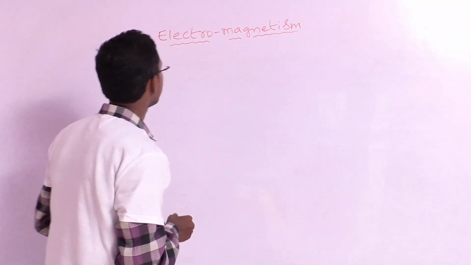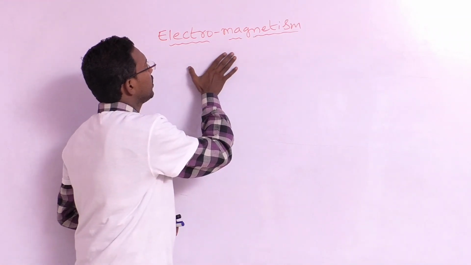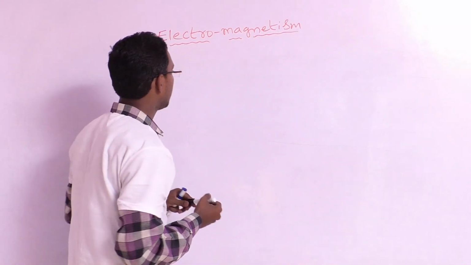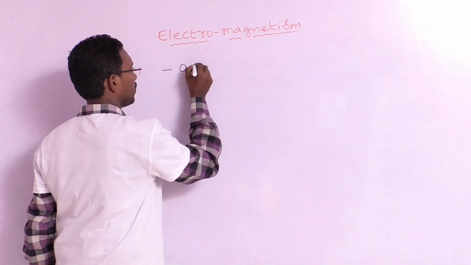I'm your physics teacher. Today we are going to deal with the introduction, the main contents of the lesson, electromagnetism. This lesson will start with the scientist experiment known as Oersted.